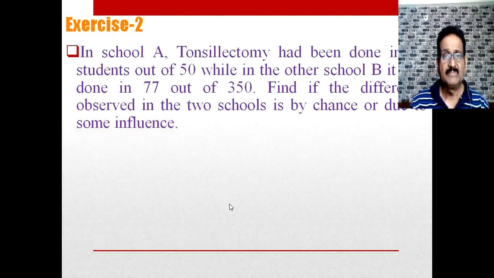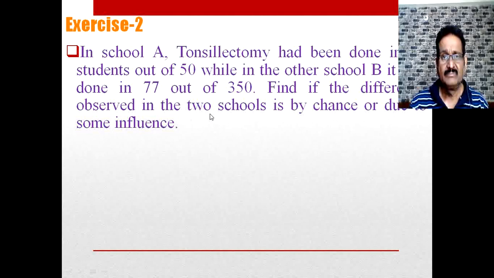So now, for the sake of simplicity, we solve one more exercise. Write down: in school A, tonsillectomy had been done in 23 students out of 50, while in the other school B, it was done in 77 out of 350 students. Find whether the difference observed in the two schools is by chance or due to some influence.